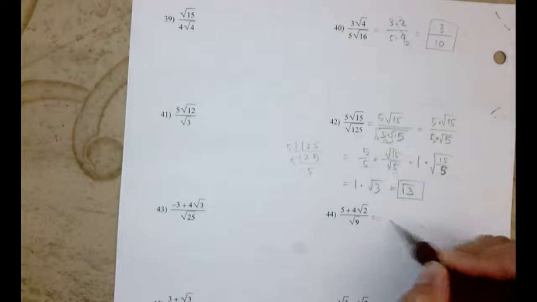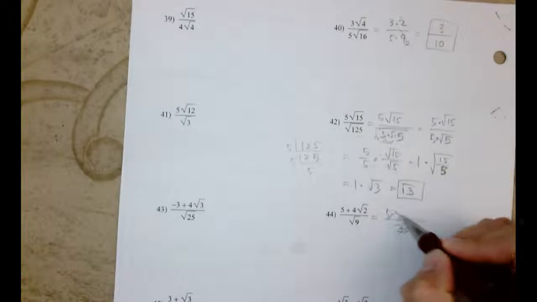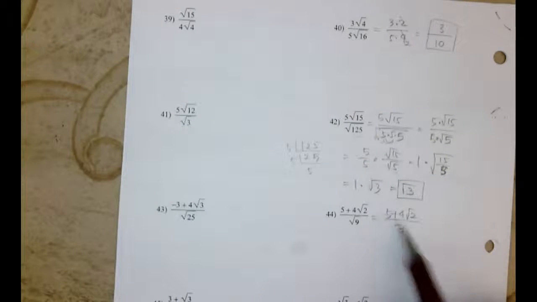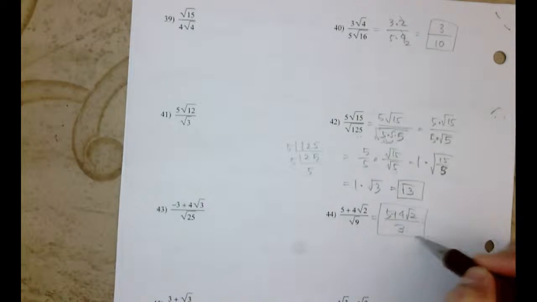Okay? Right, this one. This one, this is a 3. Square root of 9 is 3. And then 5 plus 4 root 2. And since the 3 doesn't divide into any of these numbers, this is where it stays. Okay? Oh, none of these are rationalization problems. We need to practice rationalization problems.